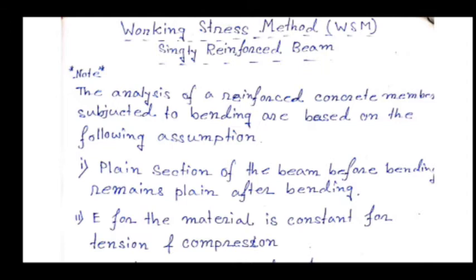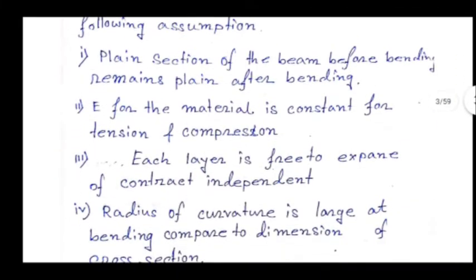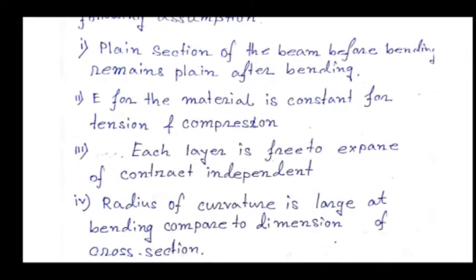The analysis of reinforced concrete members subjected to bending is based on the following assumptions. First assumption: a plane section of the beam before bending remains plane after bending. Second assumption: E, the modulus of elasticity for the material, is constant for tension and compression. Number 3: each layer is free to expand or contract independently. Number 4: the radius of curvature at bending is large compared to the dimensions of the cross section.